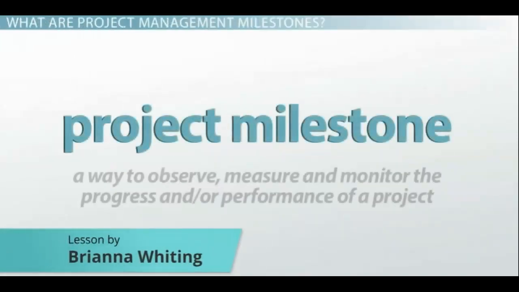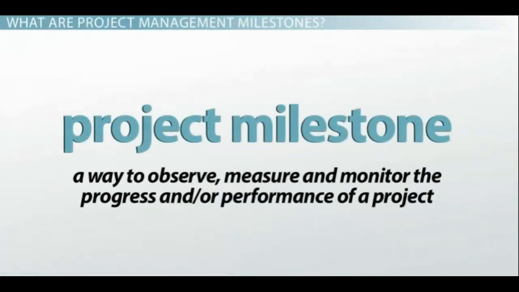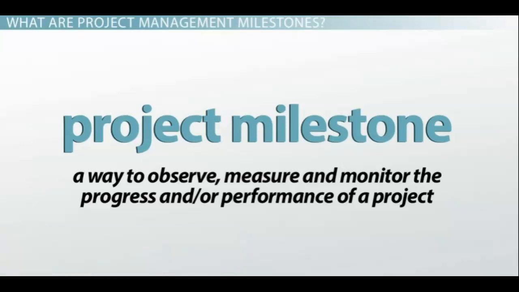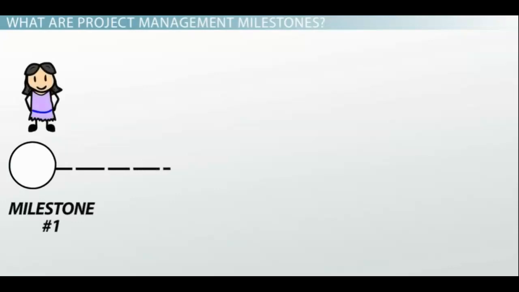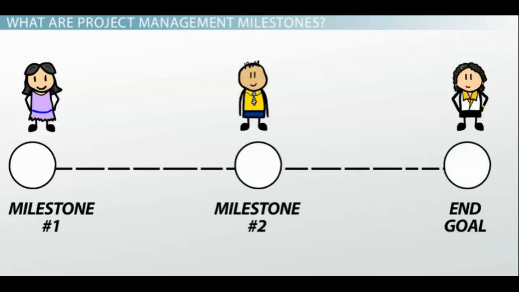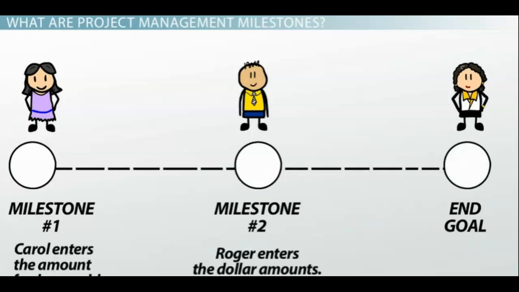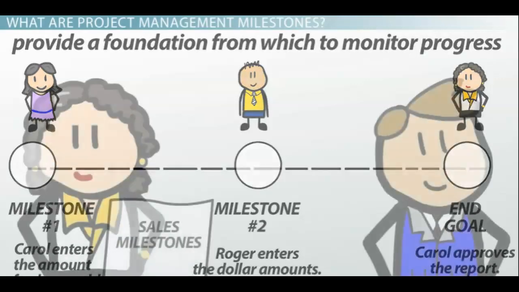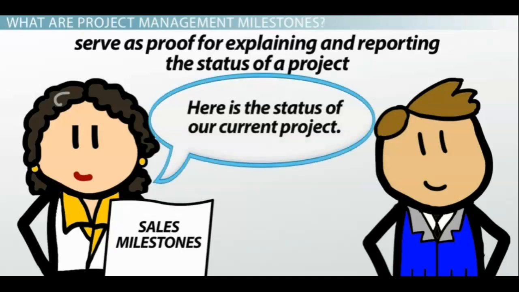A project milestone is a way to observe, measure, and monitor the progress and/or performance of a project. Milestones in general exist as intermediate stages that must be fulfilled before reaching a final goal or objective. In terms of their usefulness, milestones can be defined and provide a foundation from which to monitor progress. They can also serve as proof for explaining and reporting the status of a project.